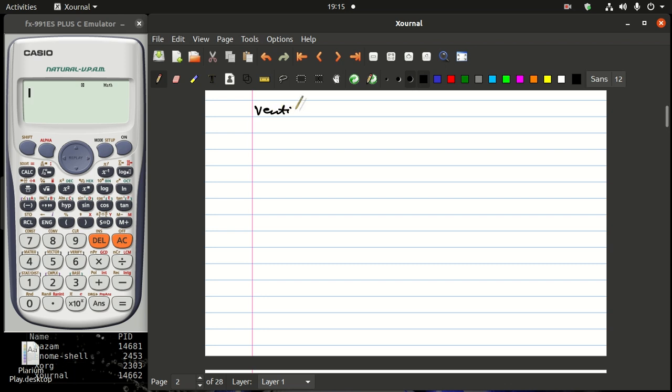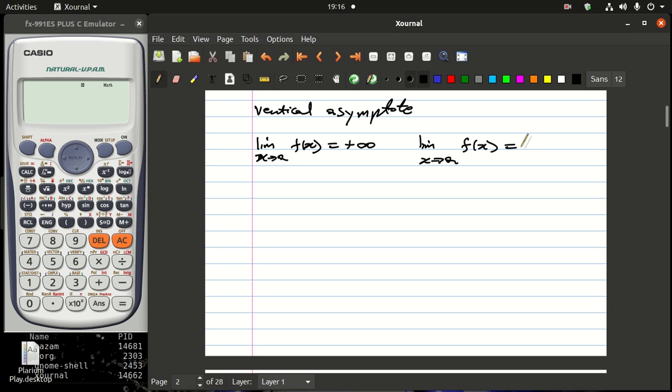Whenever you have a vertical asymptote, you must know that one of the following things happened. If you find out that the limit as x approaches a of f of x is positive infinity, you must know that at x equal to a there is a vertical asymptote. If you take the limit as x approaches a of f of x and you are getting negative infinity, you must know that at x equal to a, you have a vertical asymptote.